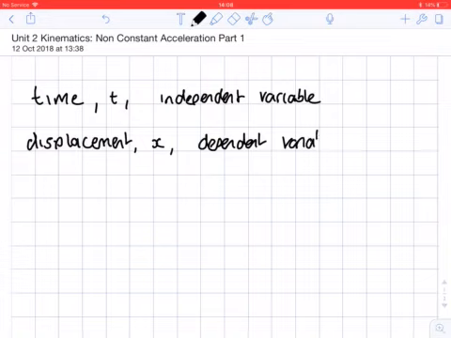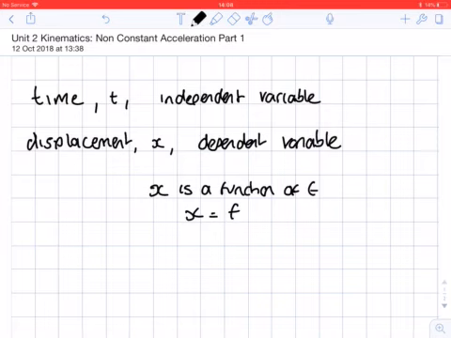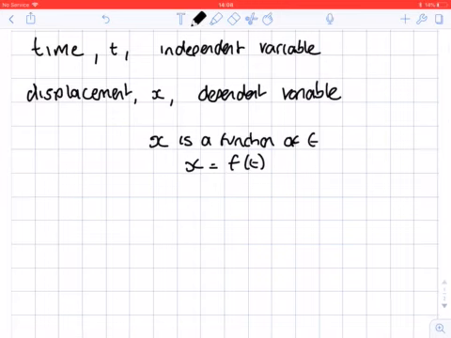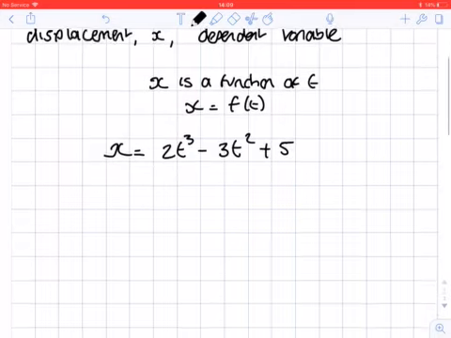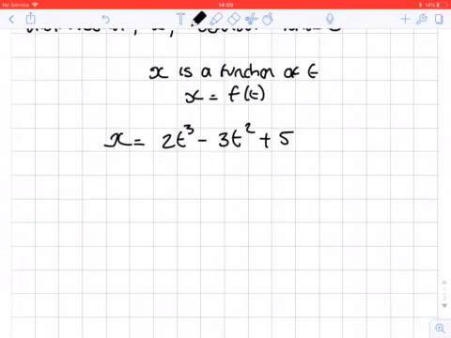So what that technically means is x depends on t, or x is a function of t. So we could obviously write x is equal to f(t). To give you an example of what a displacement equation might look like in this case, we could say that x is equal to 2t cubed minus 3t squared plus 5, and that would be an equation of displacement in non-constant acceleration. Following on from this, we would need to define what velocity and acceleration look like.